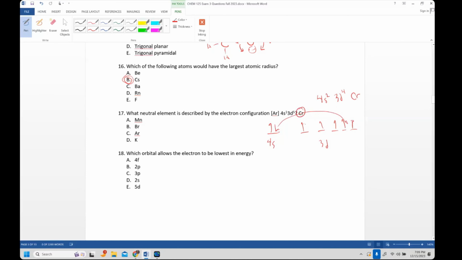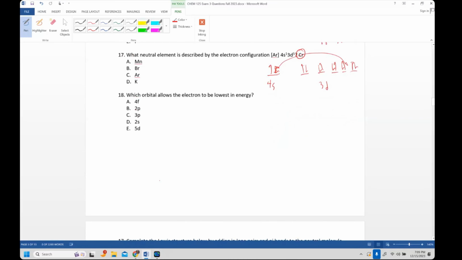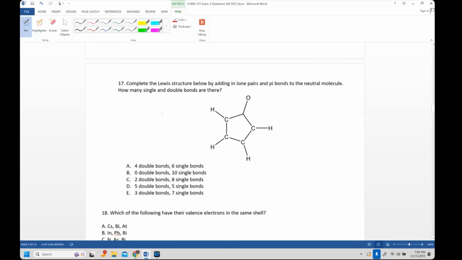And the same is true for copper. Copper is 3d9, so it likes to be 4s1 3d10 instead of 4s2 3d9. So that's another exception. All right, so which orbital allows electrons to be lowest in energy? So we're looking for low principal energy level, so that's 2, and also lowest in the hierarchy of SPDF. So that's 2s is going to be the lowest.